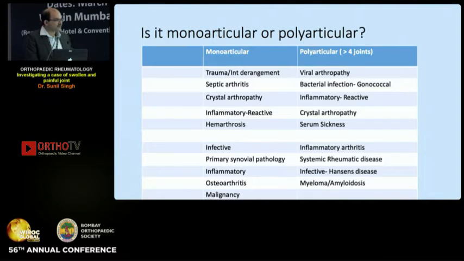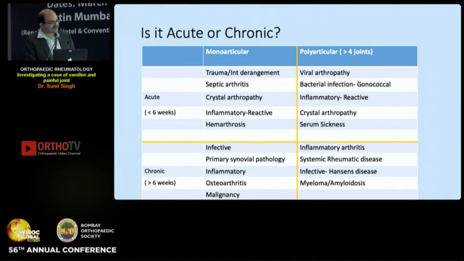So the first question to ask is, is a single joint involved or are multiple joints involved? This itself will broadly classify the causes, as is evident here. And then the next question to ask is, are we looking at an acute presentation or a chronic arthritis? That further subclassifies this into these four compartments, and that helps in approaching the patient.